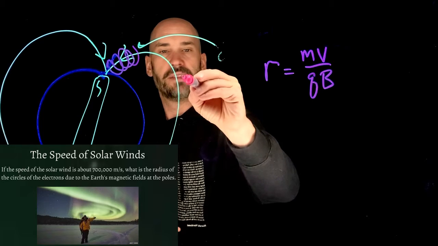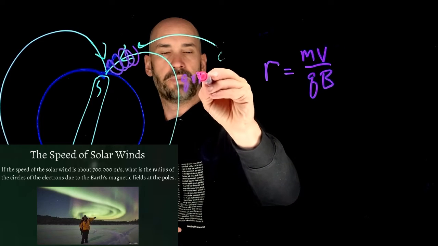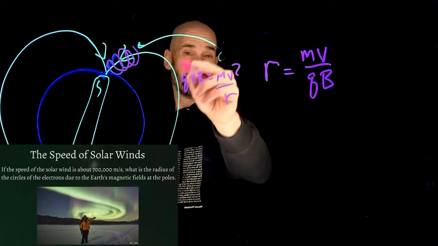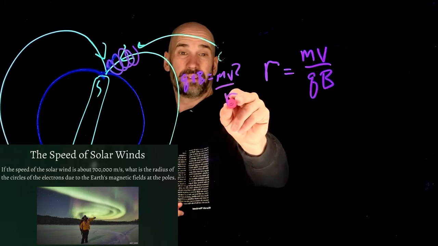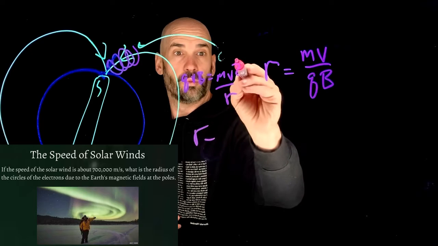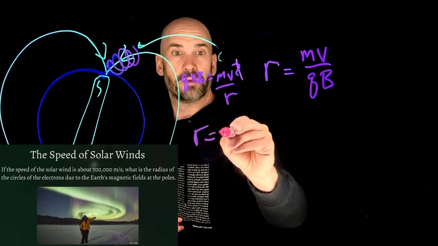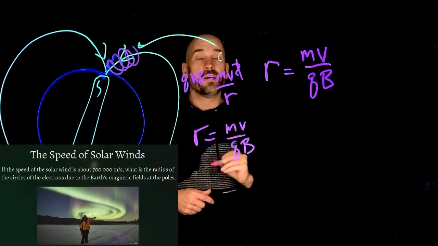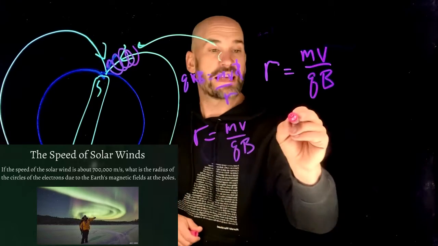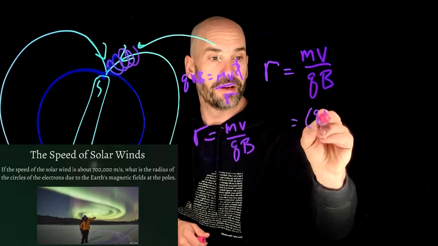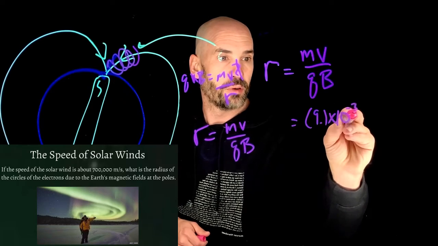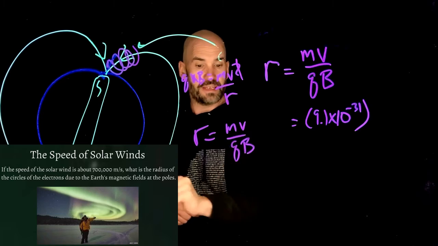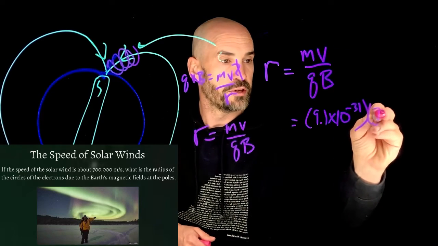Well, we know that qvB equals mv squared over r. So anytime you forget this, you could just remember by solving for r. So r, well, one of these v's cancels, r will equal mv over qB. Okay, lovely. All right, so what is the mass of an electron? We know it's 9.1 times 10 to the minus 31. What is the velocity? Well, those electrons are shooting in at 700,000 meters per second.